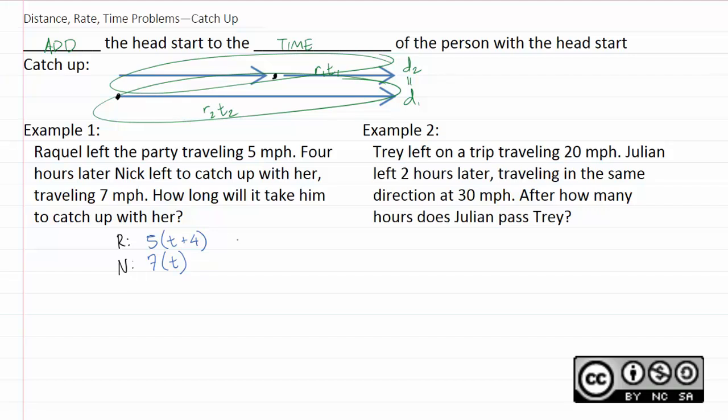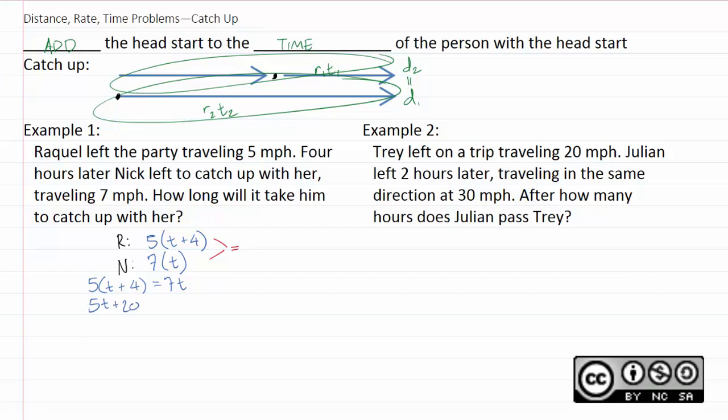And then what we're saying here with these head start problems again is that this distance is equal to that distance. So we're saying that these two distances are the same. And we'll use that as the basis for our problem now. Now we have 5 times t plus 4 is equal to 7t. And this should be pretty familiar to you now.